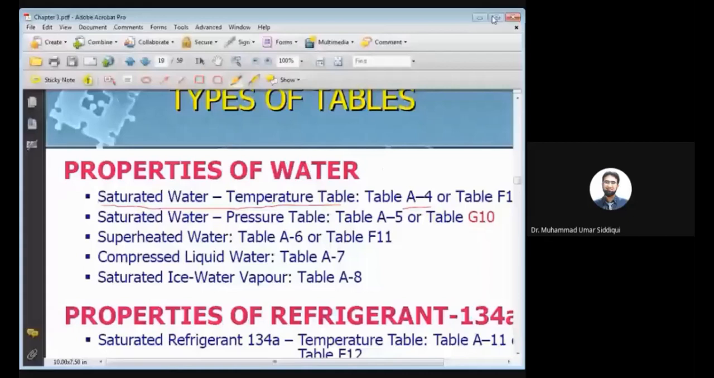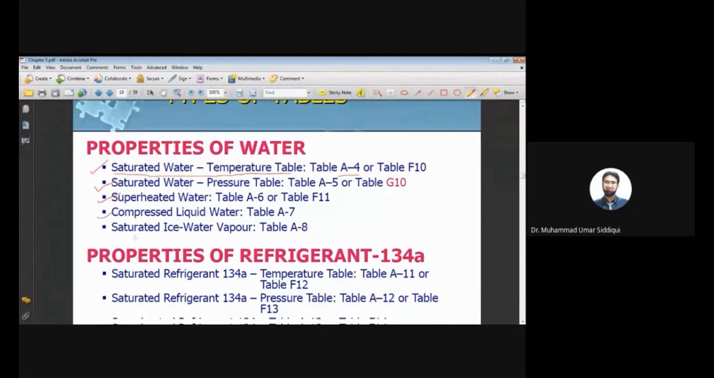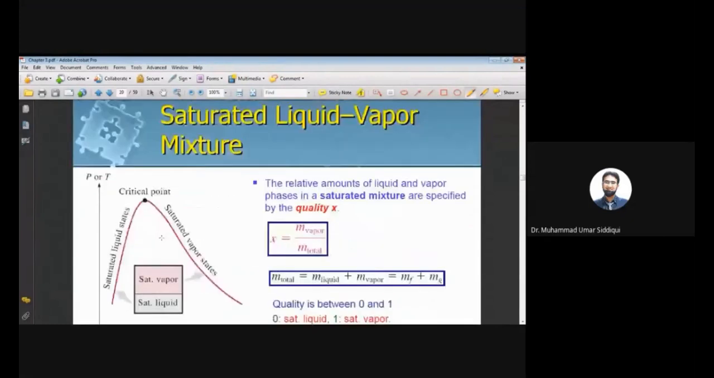Let's stop presenting. Now present chapter 3. So we have properties of water. We discussed this table. We have the saturated water pressure table, the superheated water table, compressed liquid. Then properties of refrigerant. We also discussed that.